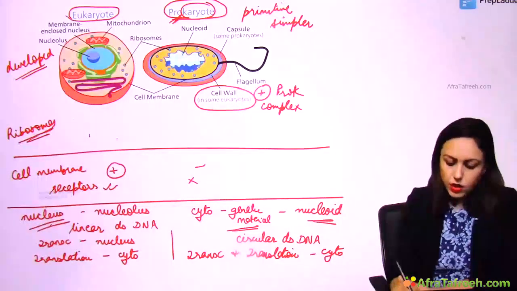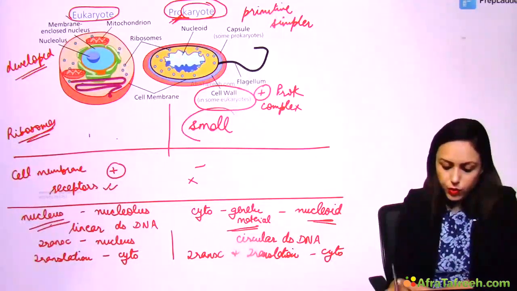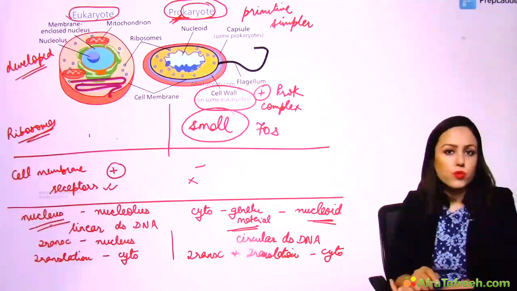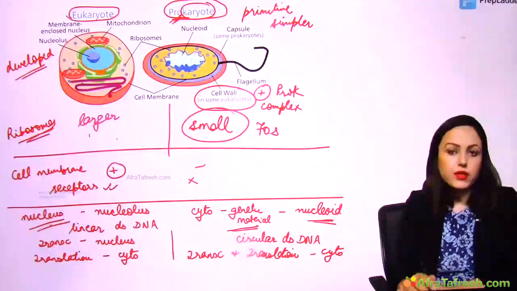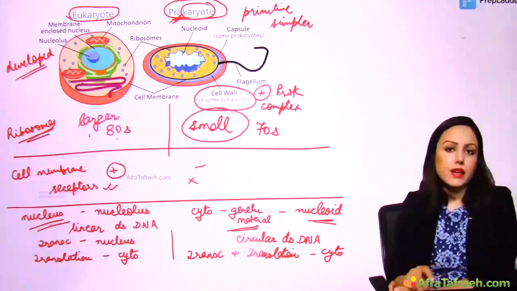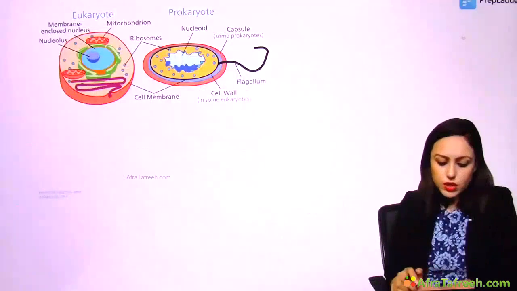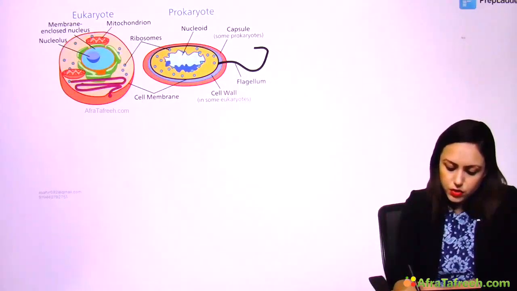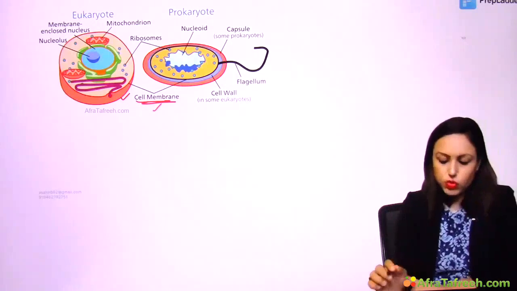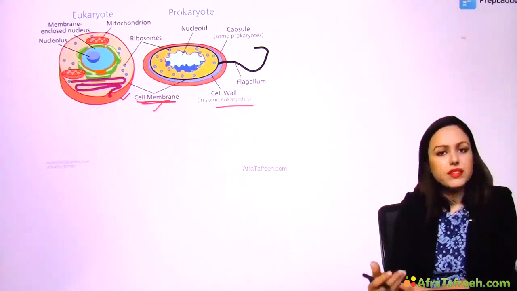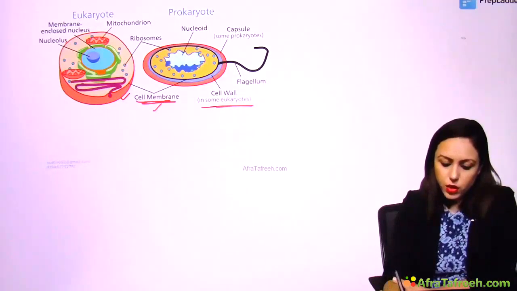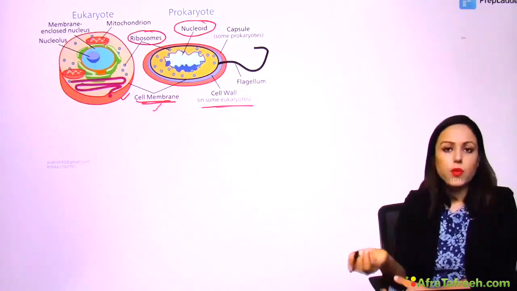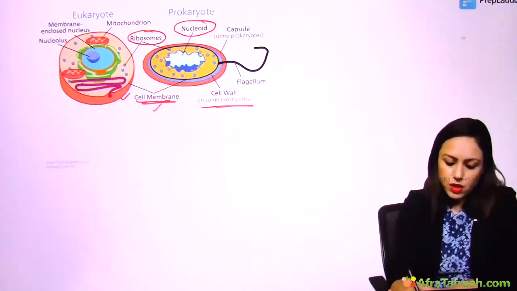Ribosomes are smaller in case of prokaryotes, that is 70S ribosomes are present in prokaryotes, but larger ribosomes are present in eukaryotes, that is 80S, right? So you can see all this in the picture given. So cell membrane present in prokaryote also, eukaryote also, cell wall present in prokaryotes, also in some eukaryotes. Then nucleoid is present in prokaryote, ribosomes small in prokaryotes, large in eukaryotes.